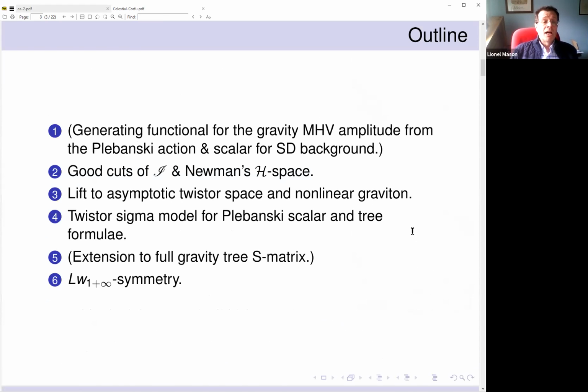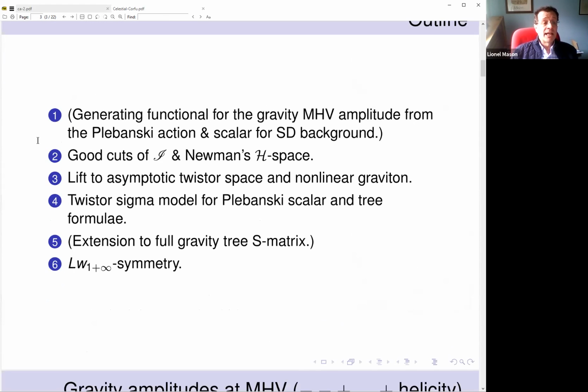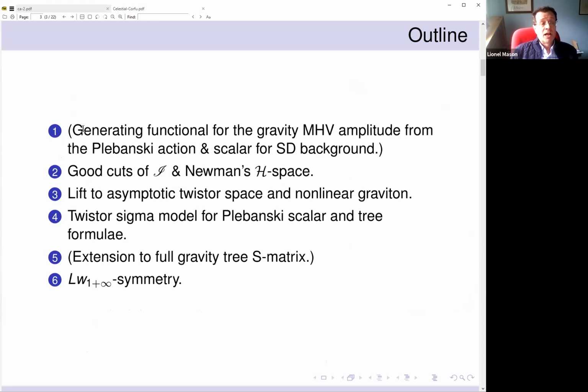Okay, so there's quite a lot of material here, and I'll skip over some of it quite rapidly. The first item that I'll skip over rapidly is how to get a generating functional for the gravity MHV amplitude from the regular space-time Einstein-Hilbert action, via various ideas of Plebanski. In fact, 2 different sets of ideas: his version of the Einstein-Hilbert action, and also his Plebanski scalar for self-dual backgrounds.